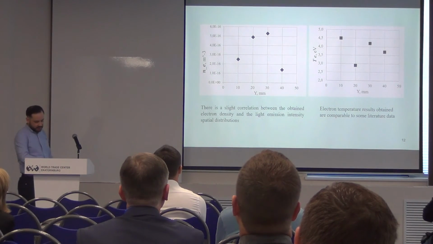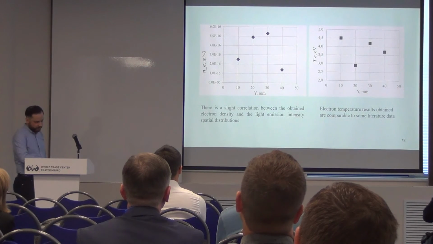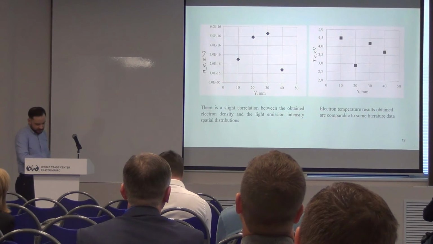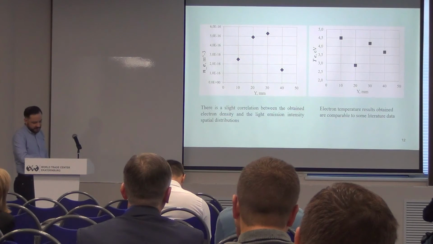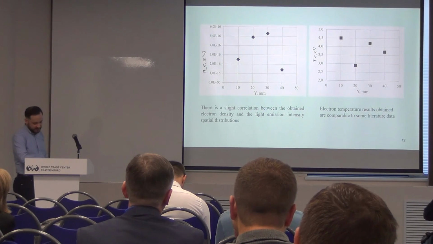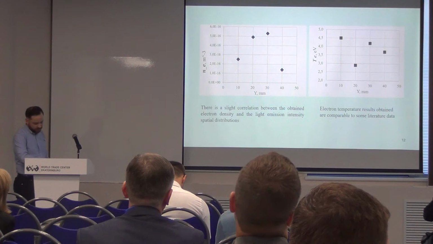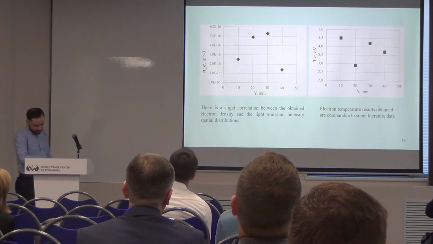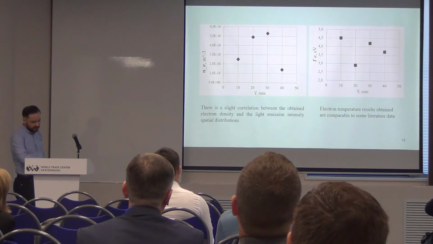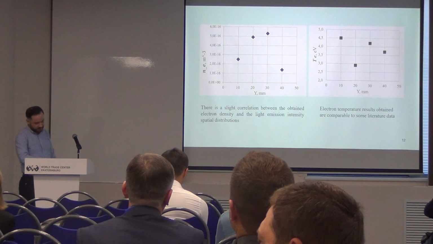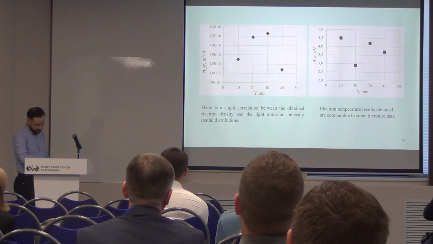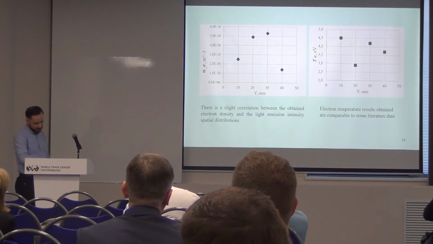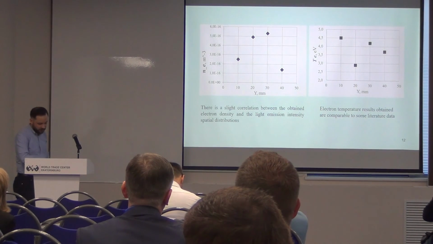This slide presents obtained results for several points, distances from the discharge axis along the cathode plane with constant 5 millimeter distance from it. We can see a slight correlation between the obtained electron density and the light emission intensity spatial distributions. Here is some increase in the region with the highest magnetization. As for electron temperature results, unfortunately there is no visible correlation, but the obtained values of temperature that are 3 to 5 electron volts are quite comparable to some literature data.